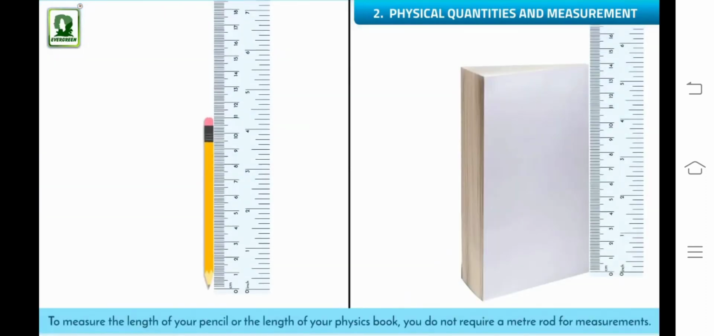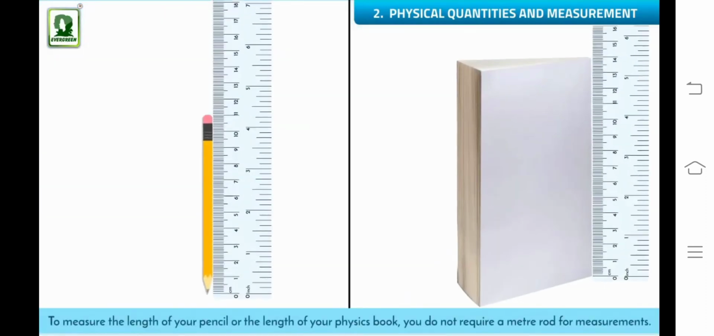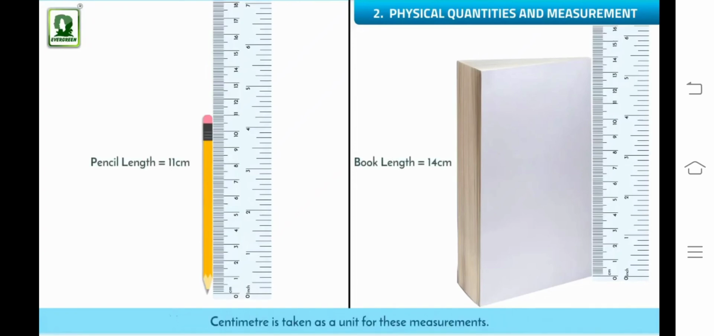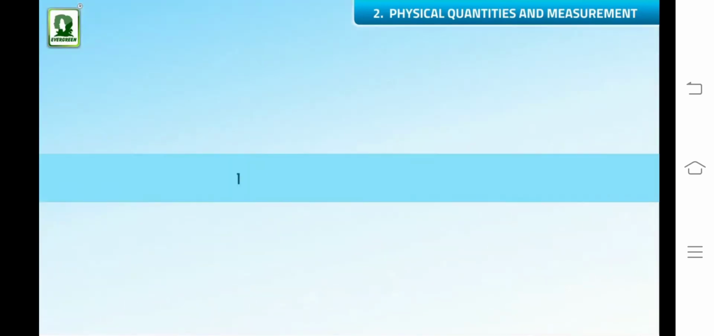To measure the length of your pencil or the length of your physics book, you do not require a meter rod for measurements. The length of pencil and the physics book are much less than a meter. It is therefore convenient to express these lengths in smaller units. Centimeter is taken as a unit for these measurements. 1 meter, m, is equal to 100 centimeter, cm.